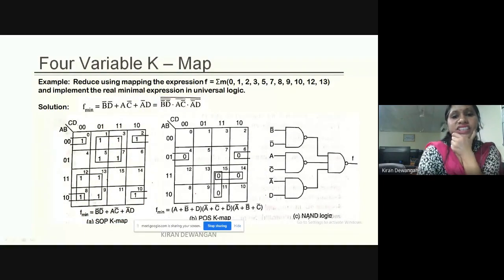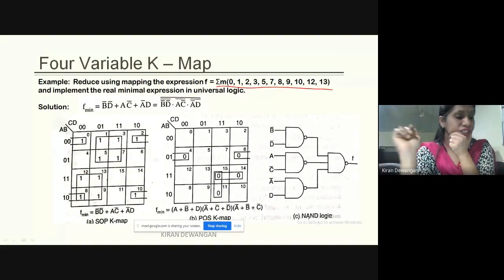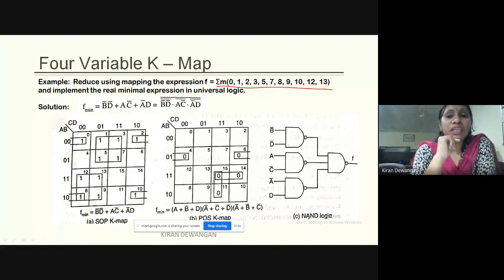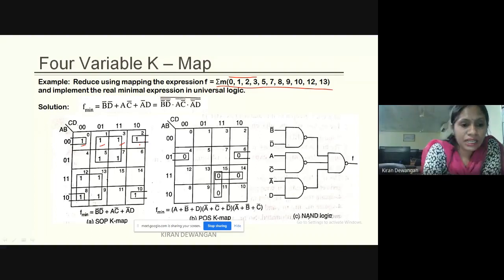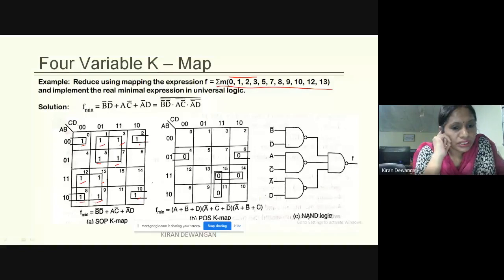See, these are the min terms present in the function. Now as we can see, the min terms that are present, we map them. So we have mapped 0, 1, 2, 3. This is the 0 position, 1, 2, 3. We have mapped 3, 5, 7, 8, 9. Now this is the position 5, 7, 8 comes here, 9 comes here, then 10, 12, 13. This is the position of 10. This is 12, this is 13. Clear? So this is how the mapping is done.